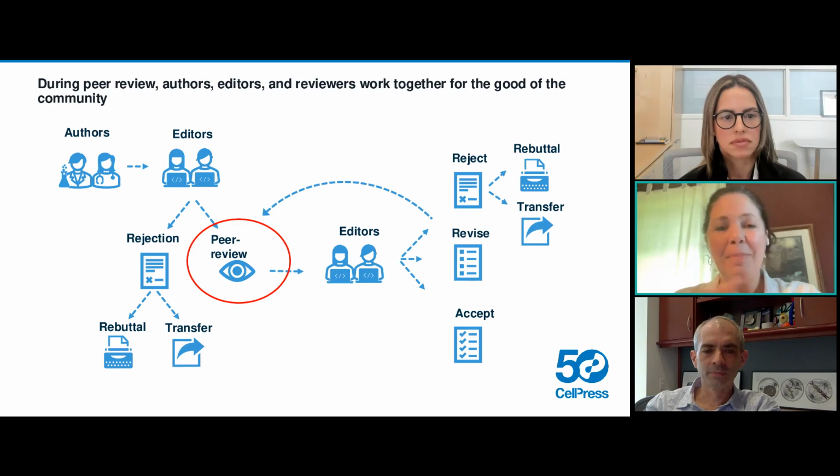So authors submit the papers to editors. Editors will send the papers to peer review and be an impartial mediator of that. They will then, if a paper is invited for revision, return it back to the authors, and the paper will come back through with the peer reviewers weighing in on the content of the paper, whether it is suitable or not. We're going to go into a little bit more detail about this, whether it's suitable for publication or not, ultimately, hopefully leading to the successful publication of a manuscript.